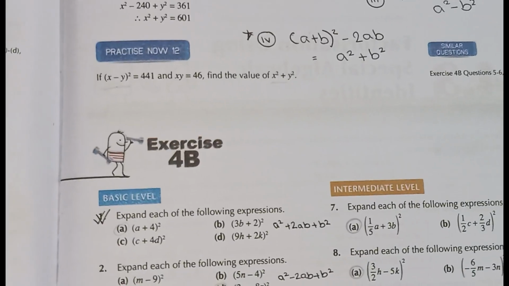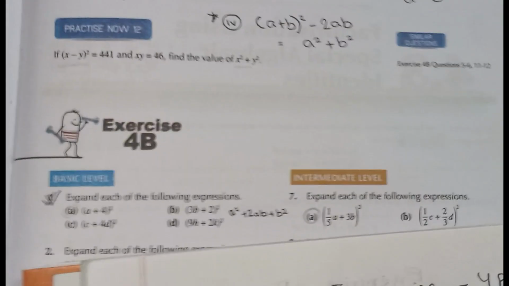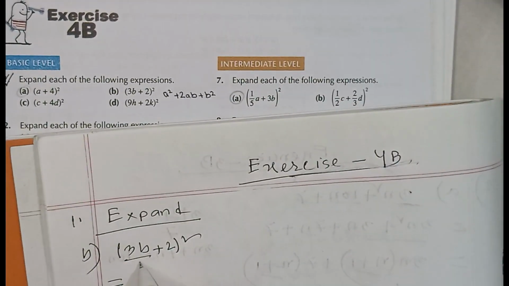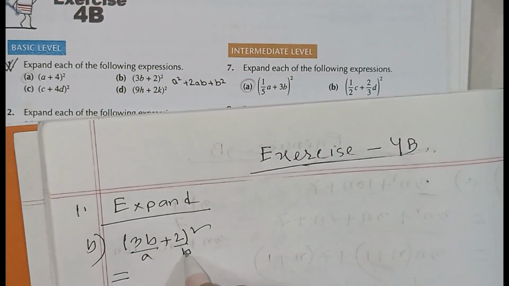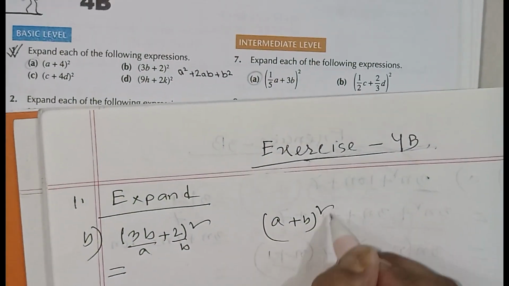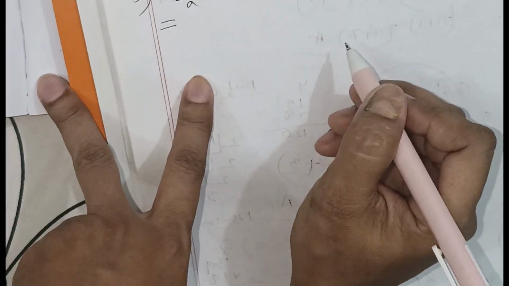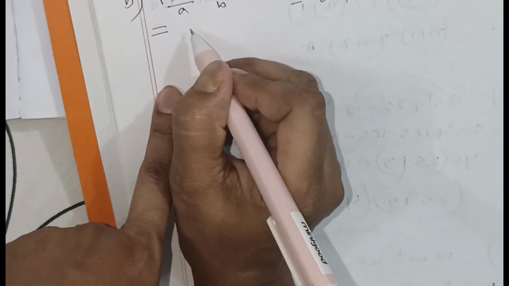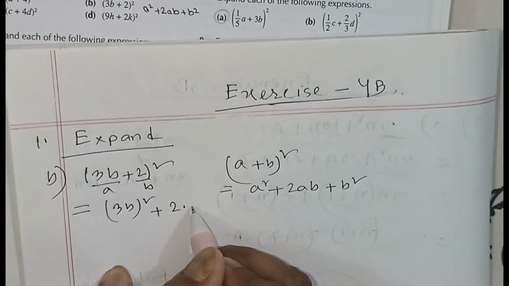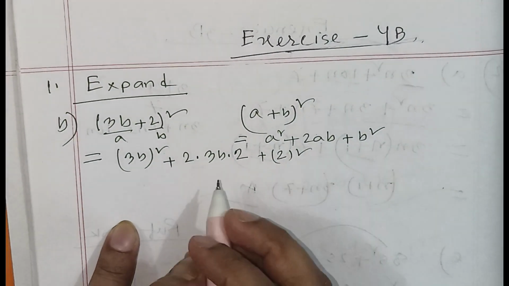So 1a, I think I described this to you with an example. So I do 1b: (3b plus 2) whole squared. Same here, 3b means a and 2 means b. So the formula is (a plus b) whole squared equals a squared plus 2ab plus b squared. Where 3b means a, that means a squared is (3b) whole squared, plus 2, a means 3b and b means 2, plus b squared, b means 2.